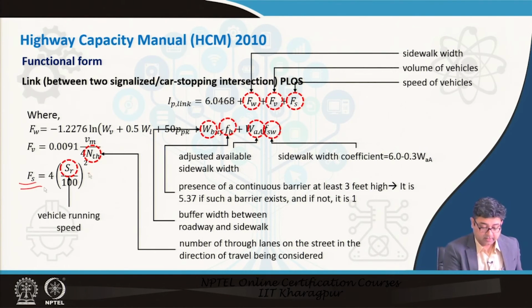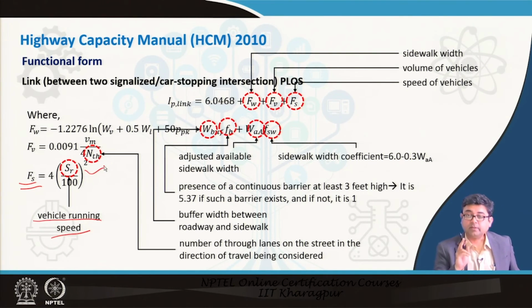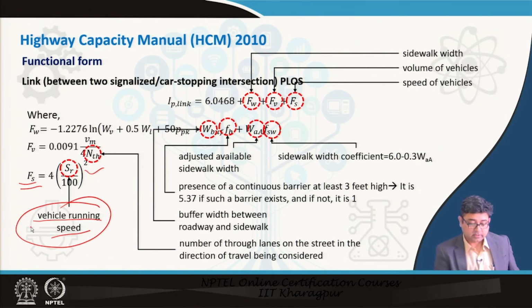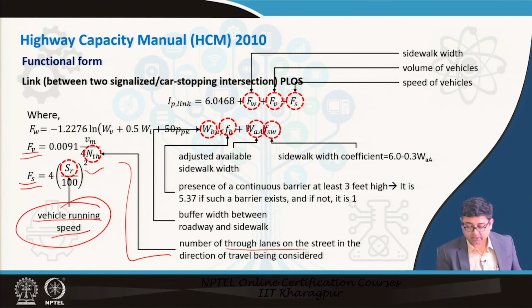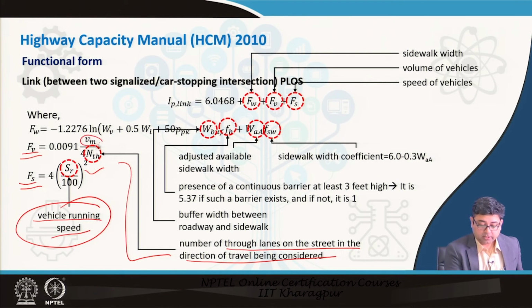For Fs, in this case we are just determining the vehicle running speed, we are not determining the 85th percentile speed. You just have to calculate the vehicular running speed, and you may conduct certain spot speed studies in order to understand what the running speed is. For volume, all you have to know is the number of through lanes on the street in the direction of travel being considered. If you know the number of through lanes, you are already calculating the volume of vehicles per 15 minutes per lane. If you plug in those, you will get the factor of volume.